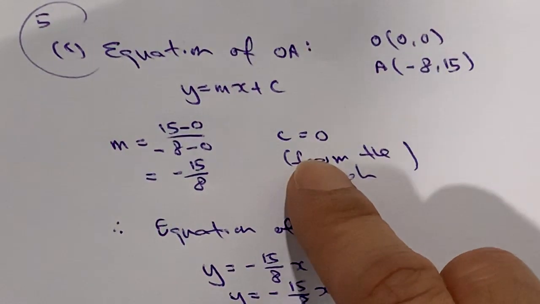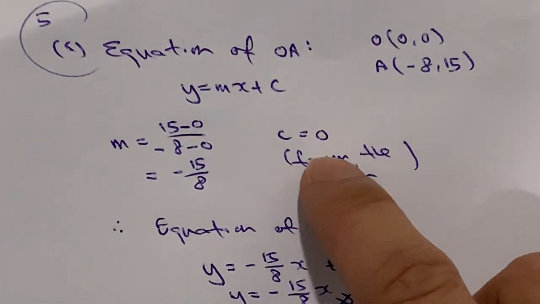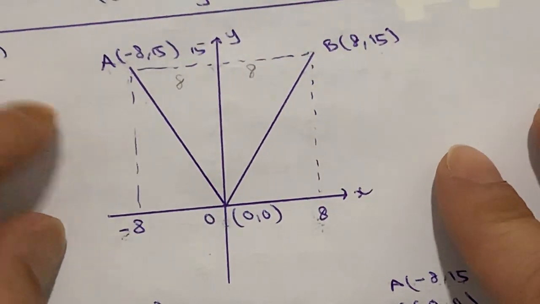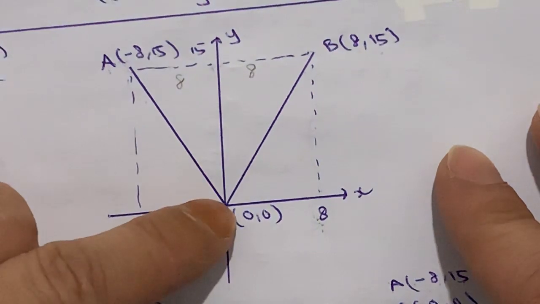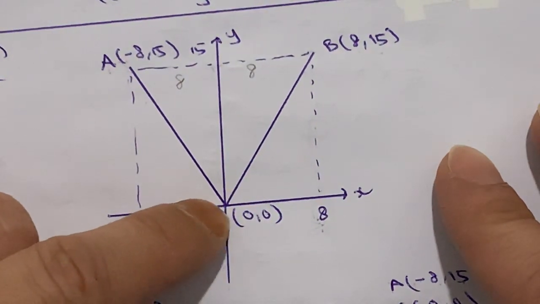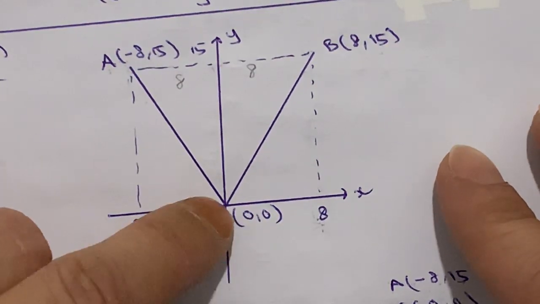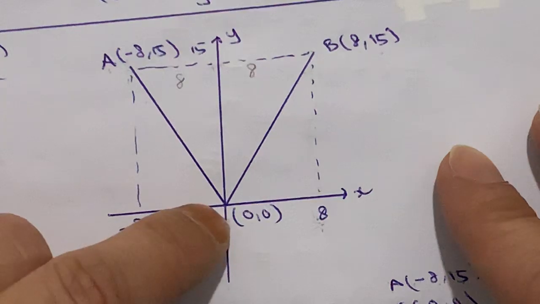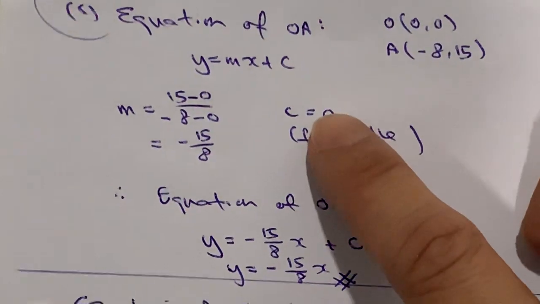So we have a value of negative 15 over 8. For c, we have the y-intercept, c being the y-intercept is 0 from the graph. So I'm going to show you the line again, OA here. So OA is cutting the y-axis at the value 0. Okay, so this is the meaning of y-intercept. Once it cuts the y-axis, that is the value of c. So in this case, it's cutting at 0 on the y-axis, so the value of c will be 0.